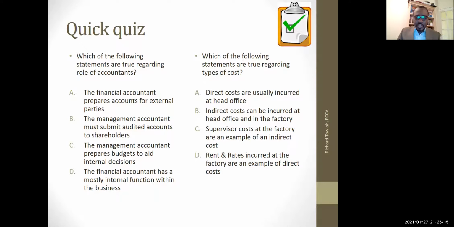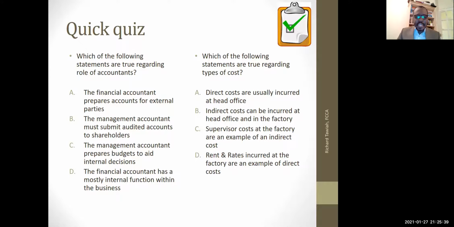Take note of that because you can get supervisors and fees at the factory, which cannot directly be attributed to the product. We can also get head office expenses, utilities, rent, which cannot be directly attributed to the product. So take note of that, okay?